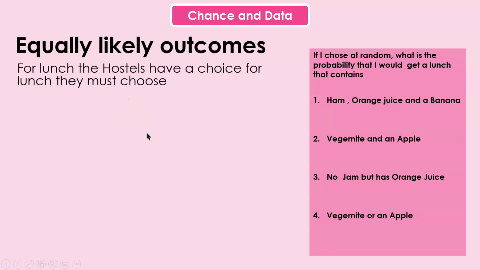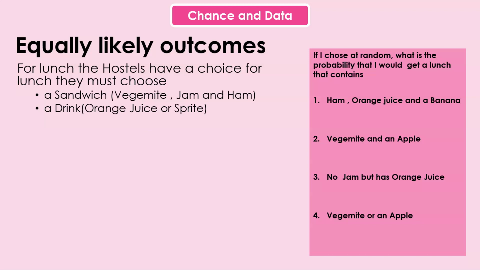So, the problem I've got is for lunch, the hostels have a choice of a lunch they can choose. A sandwich, and that can be made up of Vegemite, jam, or ham. A drink is either orange juice or Sprite. A piece of fruit, which can be a banana or apple. So obviously we need to think about how many choices there are, and we have the questions on the right. If I choose at random, what is the probability that I would get a lunch that contains, first of all, a ham, orange juice, and a banana?